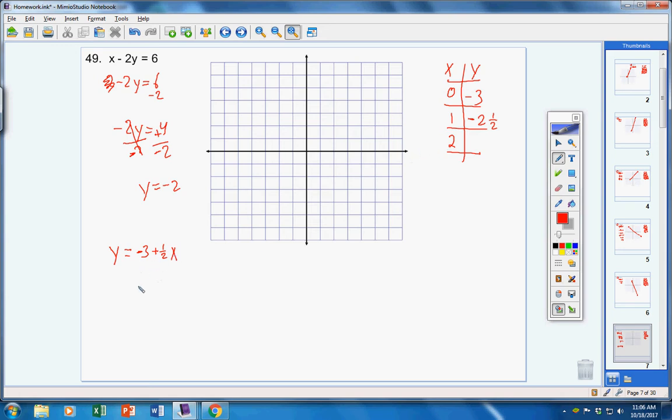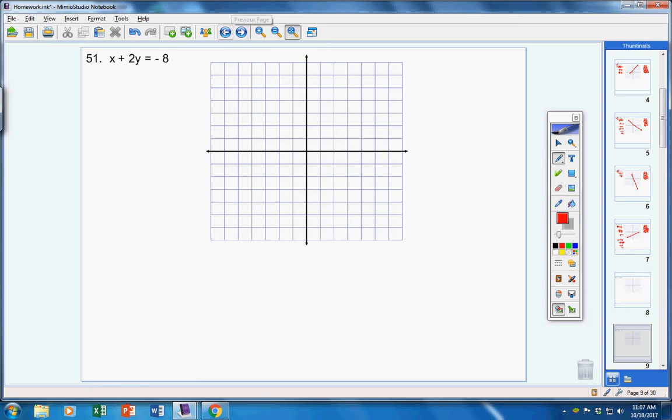Now down here, I'm going to substitute 2. Negative 3 positive 1/2 times 2 over 1. Your 2's cancel. You would get 1 over 1, which is 1. Negative 3 positive 1, negative 2. So either way, you get negative 2. First ordered pair, 0, negative 3. Next ordered pair, 1, negative 2.5. Next ordered pair, 2, negative 2. There we go. Line up in a perfectly straight line, and we're done.